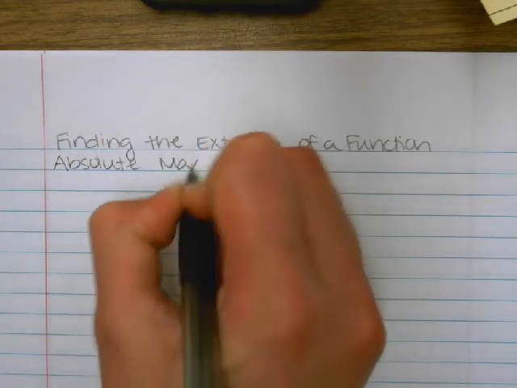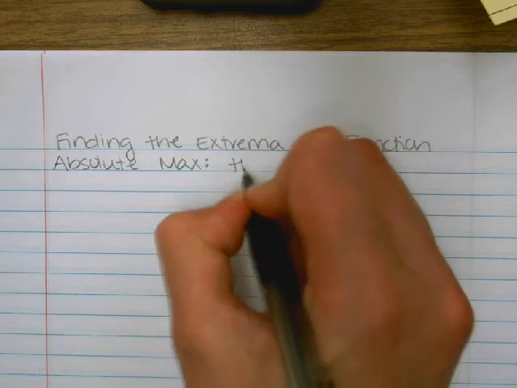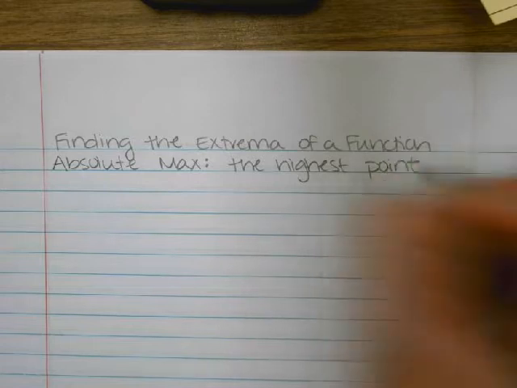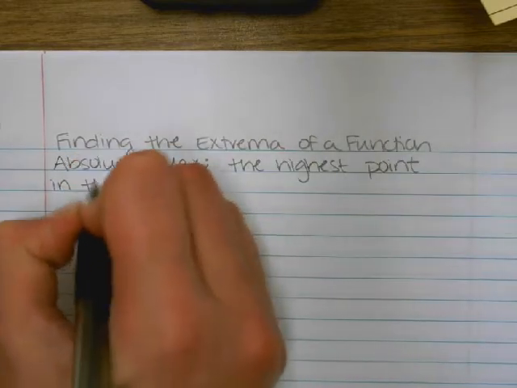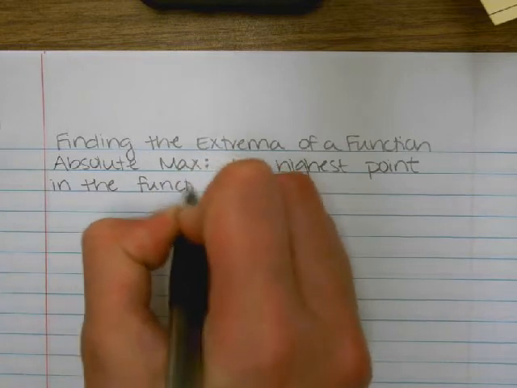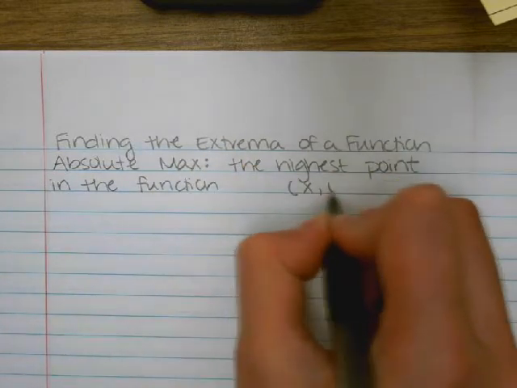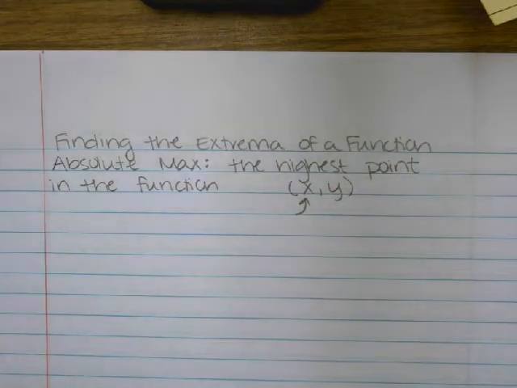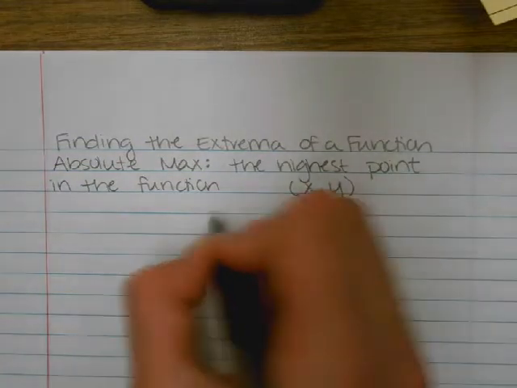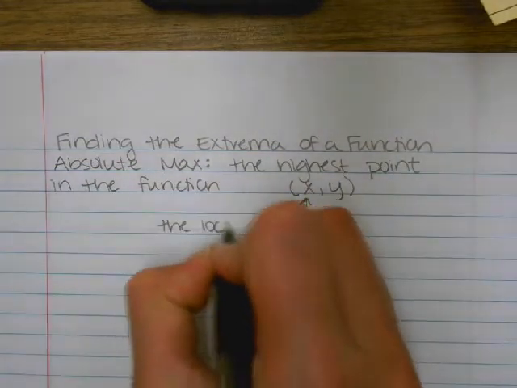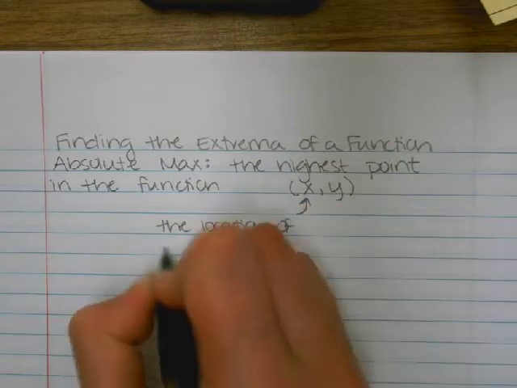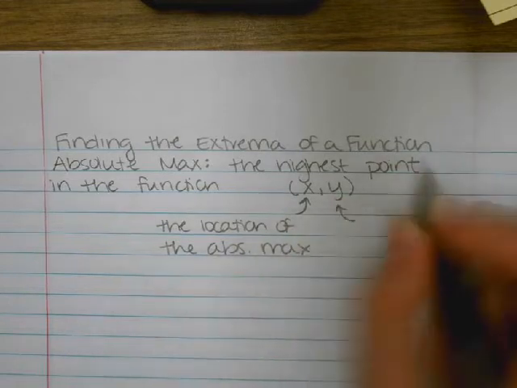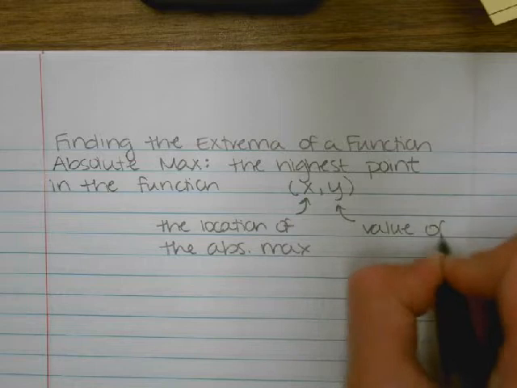So the first is the absolute max, and this is the highest point in the function. And this happens at a coordinate, an x and a y coordinate. The x value is the location of the absolute max, and the y coordinate is the value of the absolute max.